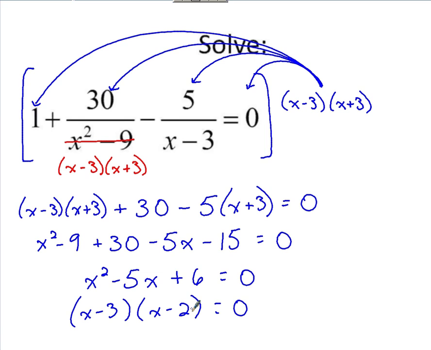Meaning our solutions for x, if we take each factor, set equal to 0, and solve, would be 3 and 2, 2 and 3. Do we have any issues? 3 is an issue. If you take 3 and you plug back in either here or here, you get 0 in the denominator. So 3 must go. 2 can stay.